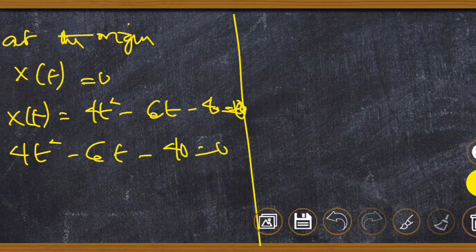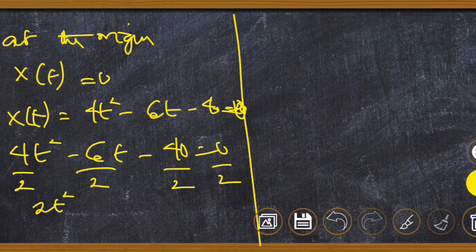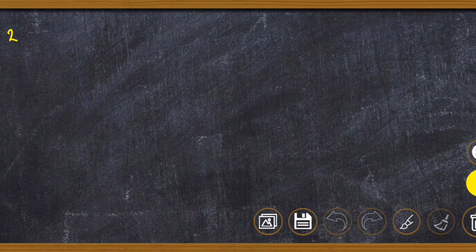Now let's find a way of solving this. Let's first of all reduce this equation by dividing all through by 2. If I divide all through by 2, I should be having 2t squared minus 3t minus 20, everything equals 0 altogether. So the equation I want to solve here, and I want to find the value of my time t altogether. Now let's solve the equation. 2t squared minus 3t minus 20 equals 0.